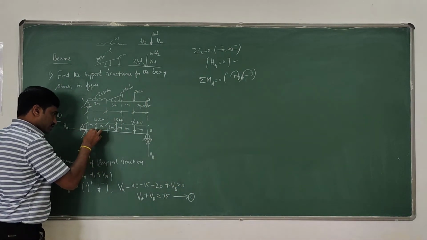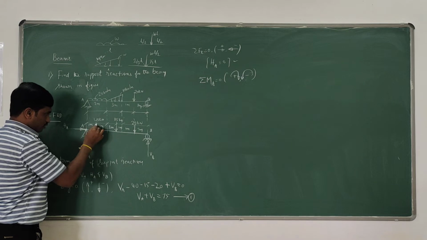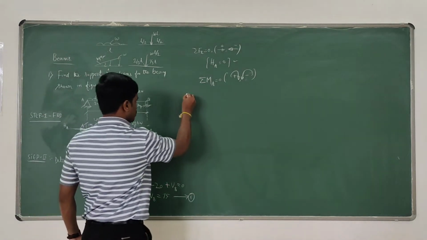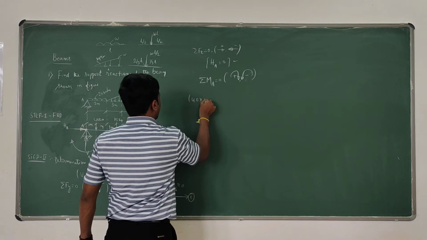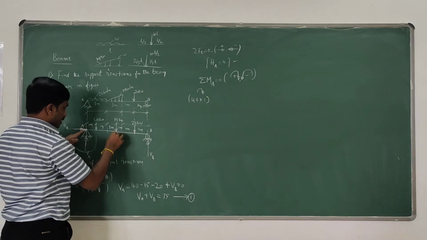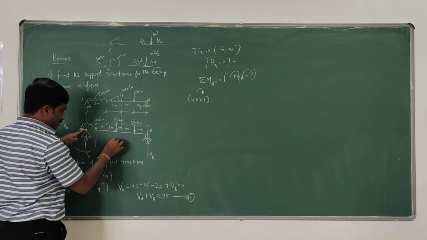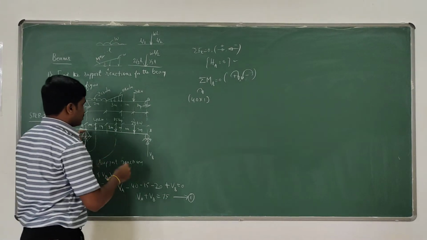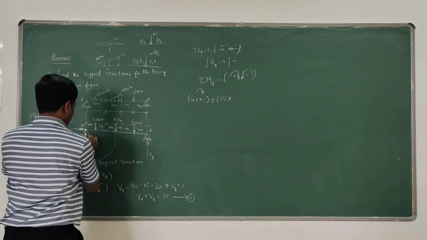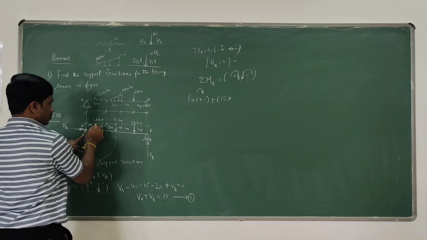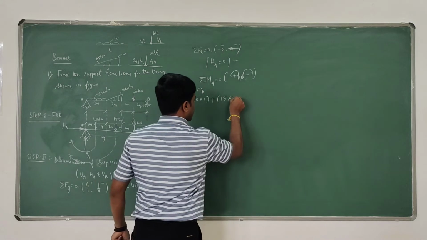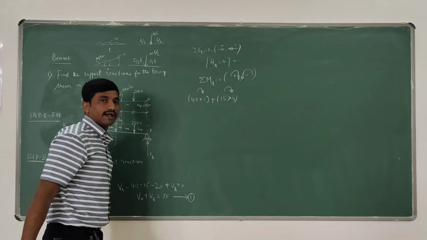But this 40 moving in the downward direction, because of this 1 meter, takes a turn towards clockwise. Therefore, 40 into 1, clockwise. Then 15 acting downward will rotate towards A. This is also clockwise. Plus 15 into what is the perpendicular distance? From here to here, 1 plus 1, 2, plus 2 is 4 meters. 15 into 4, this is also clockwise.